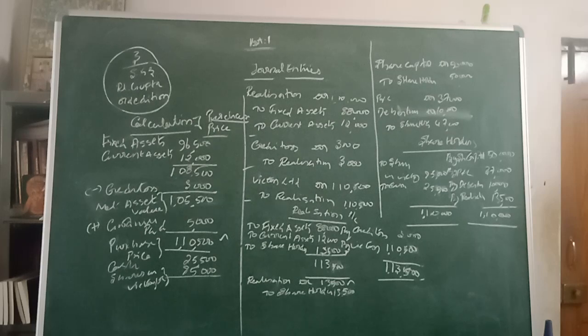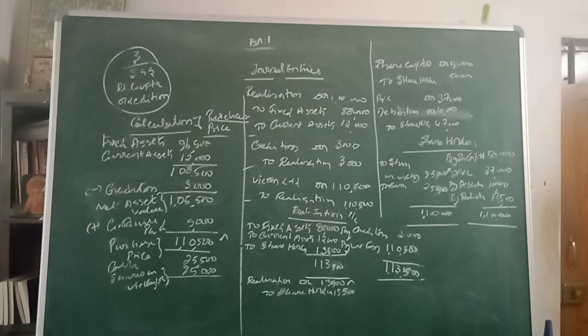So we pass the entries and post them in the ledger accounts. Finally, the shareholders account is supposed to be tallied. This is a very clear-cut example for a 15 mark question.